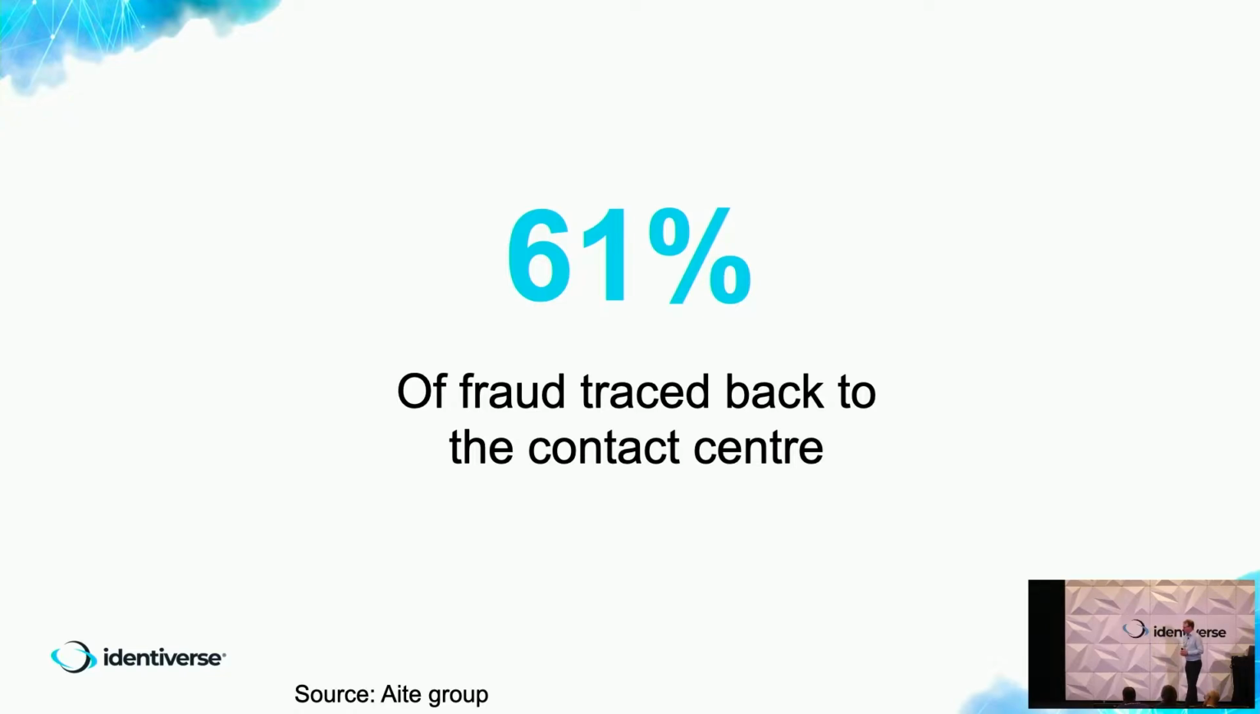Another fairly disturbing statistic was from a survey of 25 banks: 61% of the fraud they'd experienced had some interaction at some stage with the contact centre. So the malicious actor, or the person performing the fraud, had at some point engaged with the contact centre to start some transaction or make a change. So it was, again, showing us the weakest link.